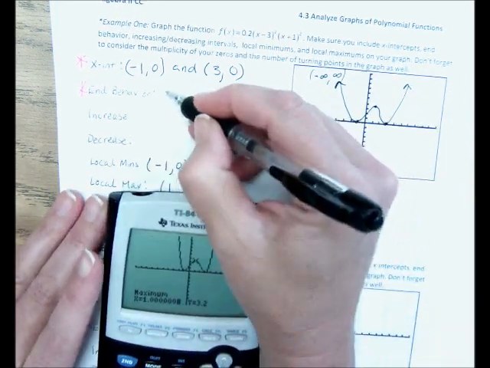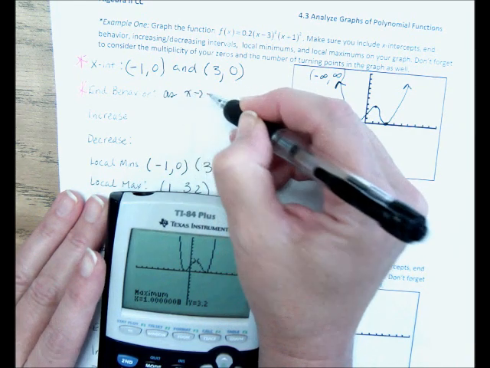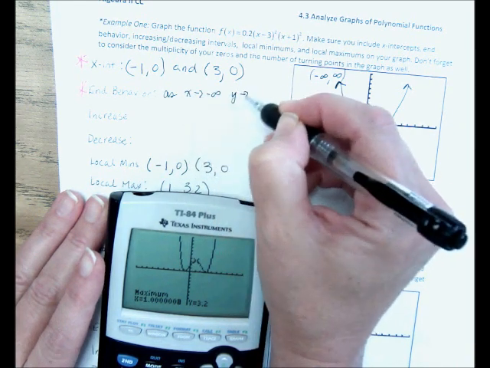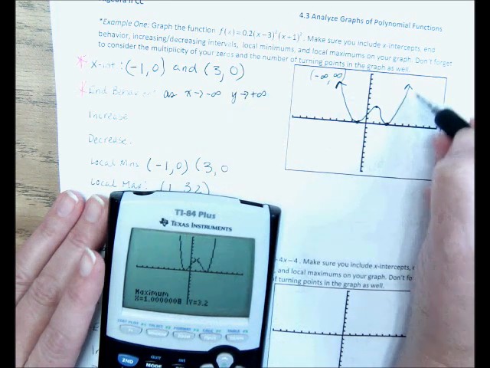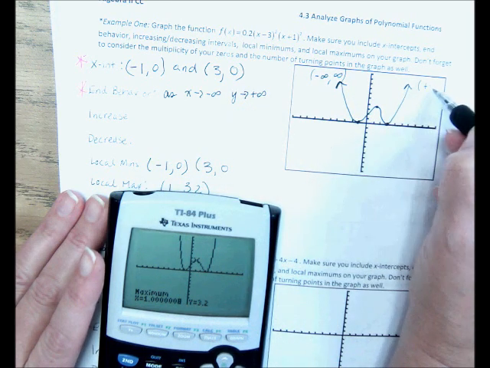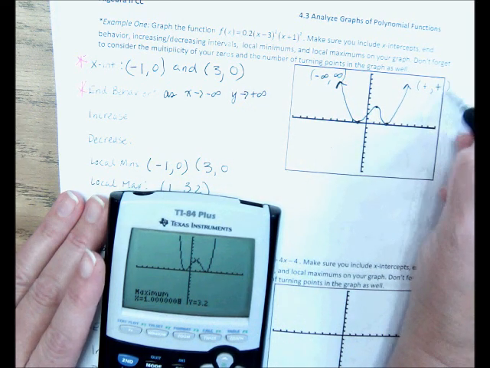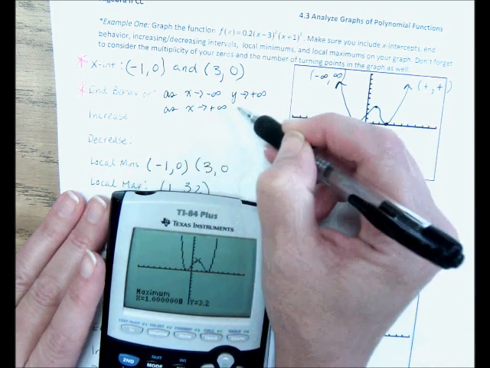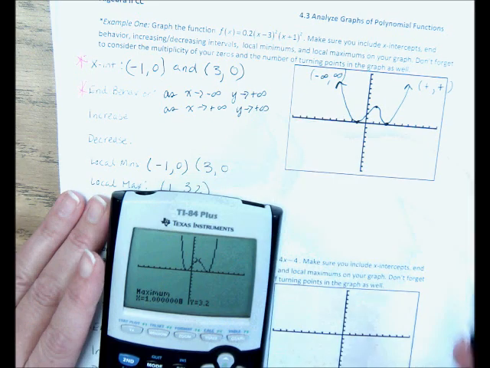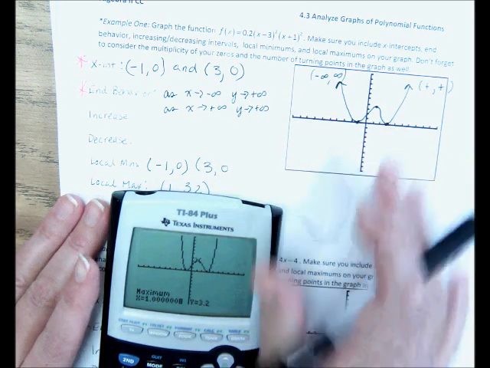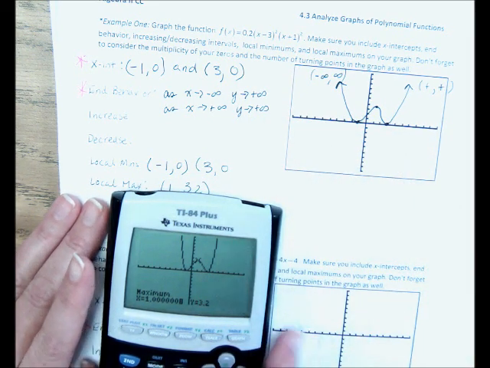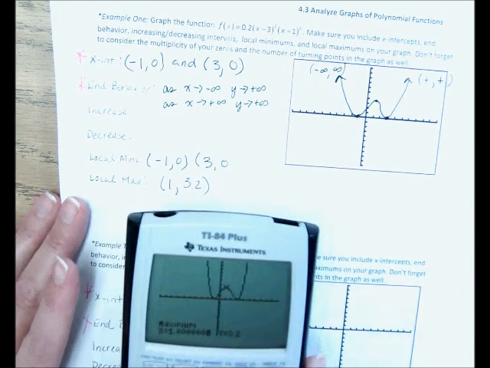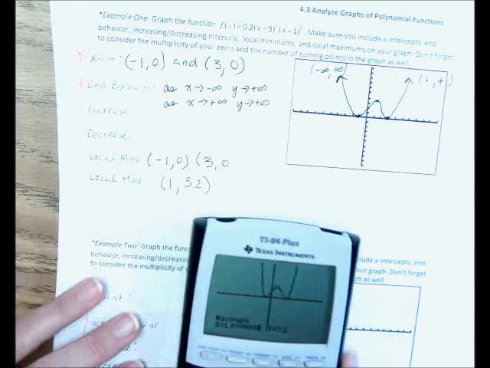So I'm going to write: as x approaches negative infinity, y approaches positive infinity, and as x approaches positive infinity, y approaches positive infinity. That's a little bit about my end behavior, and I made another video on that, so you need to check that out sometime to make sure that you know what I'm talking about there.